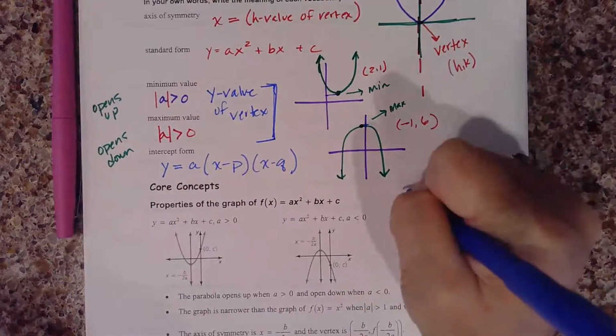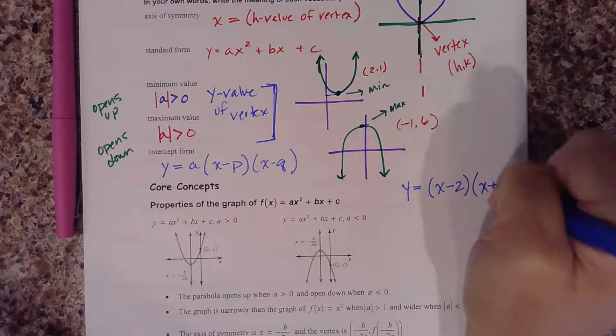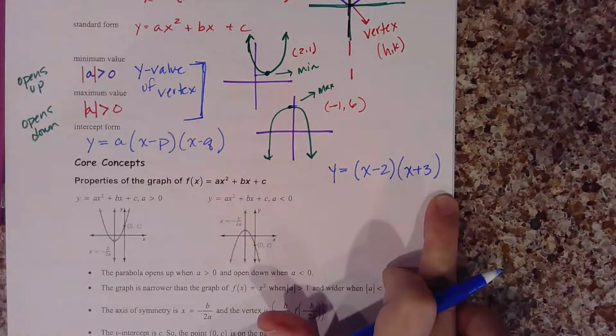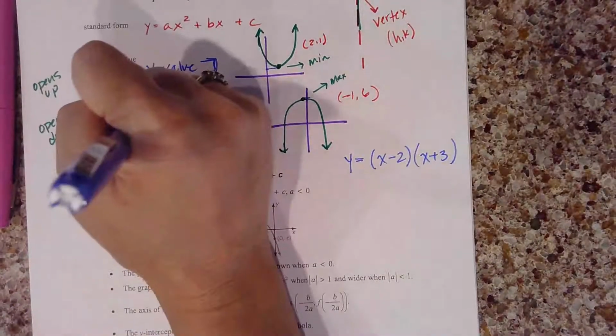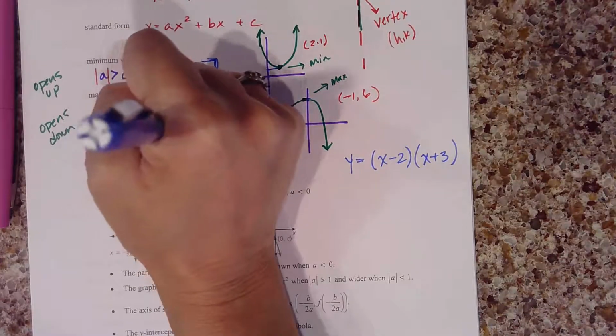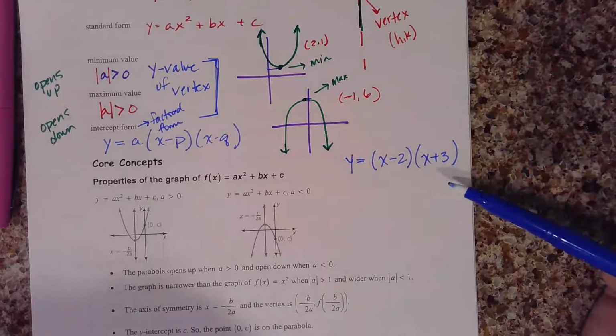So just in case you need an example of that, let me show you an example over here. This is what we call intercept or factored form. So sometimes you'll see me call this factored form. I'm sure your other teachers will as well. So just in case you hear it, note that that means the same thing as intercept form.